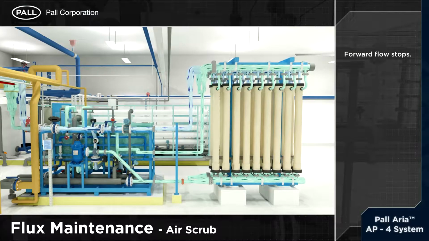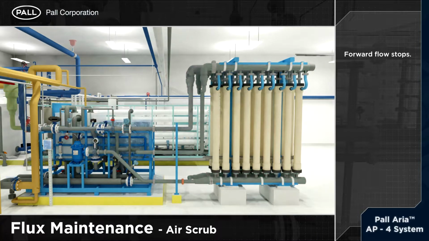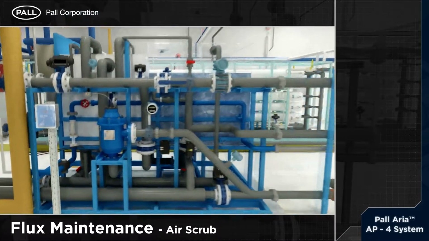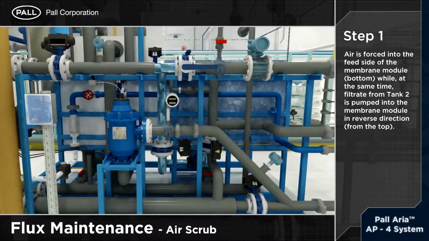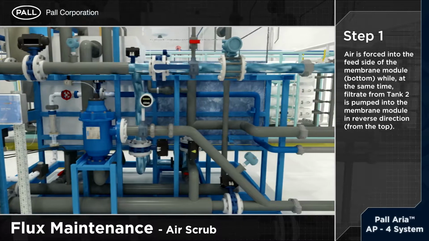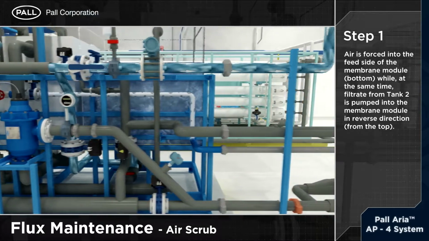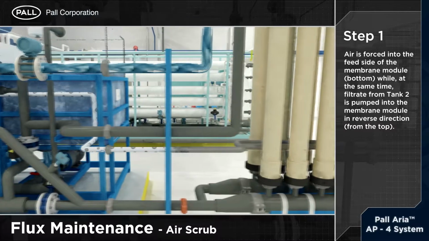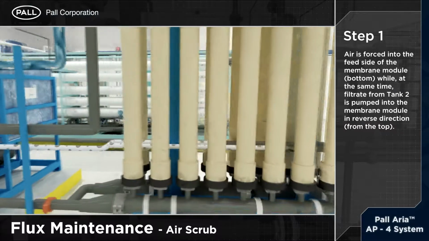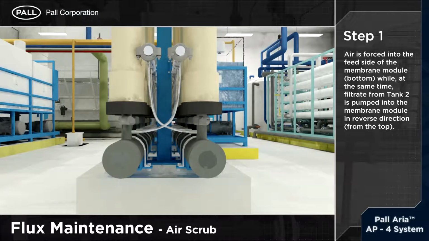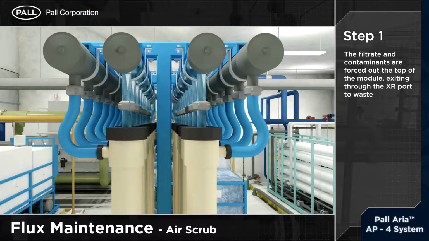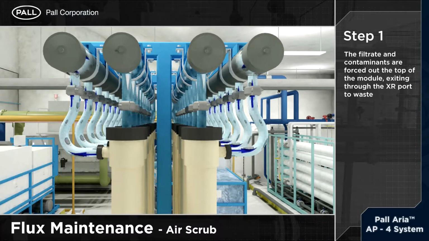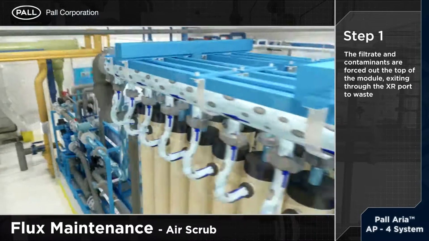In the flux maintenance or air scrub, forward flow stops. Air is forced into the feed side of the membrane module, while at the same time, filtrate from tank 2 is pumped into the membrane module in reverse direction. The filtrate and contaminants are forced out the top of the module, exiting the XR port to waste.